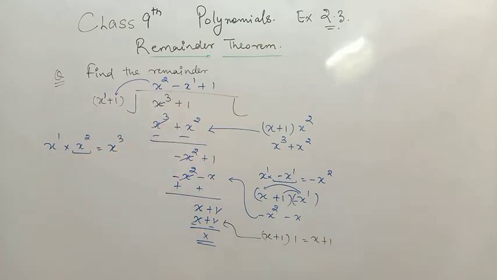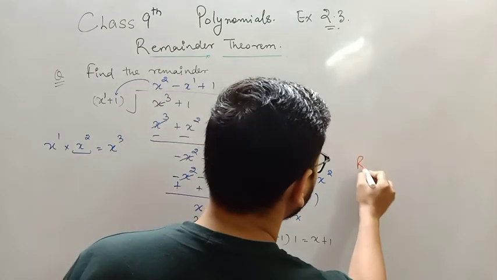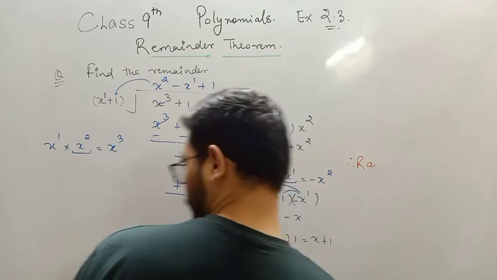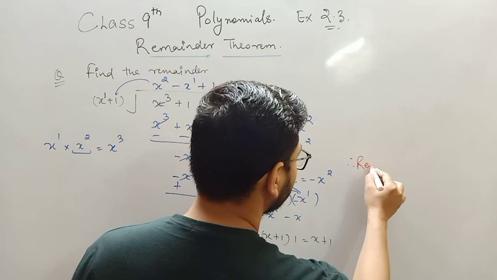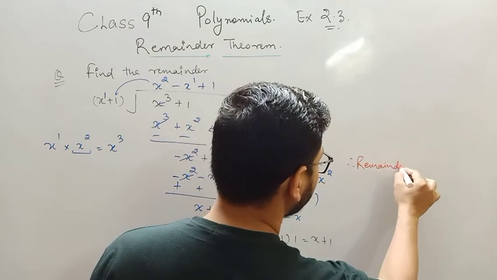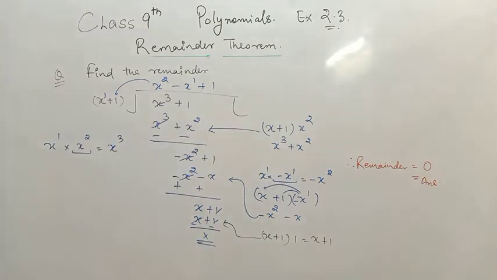Okay. So what is your answer? Find the remainder. So the remainder is 0. This is your answer. Please note it down first.